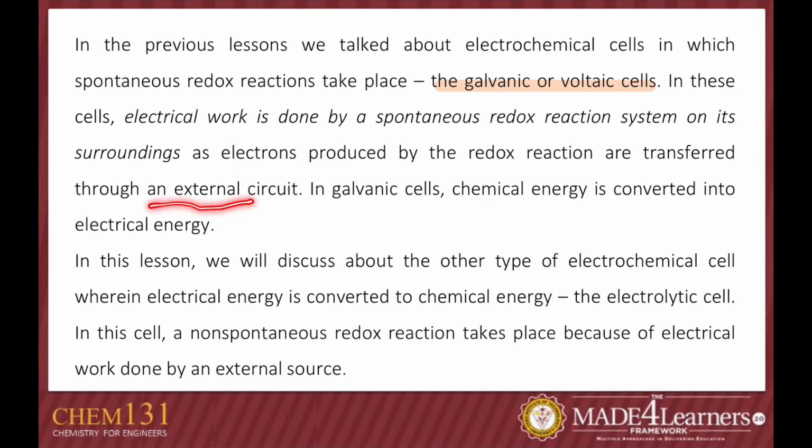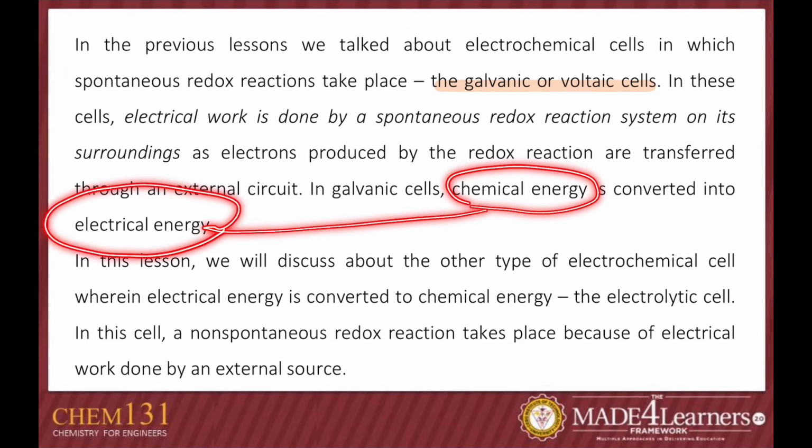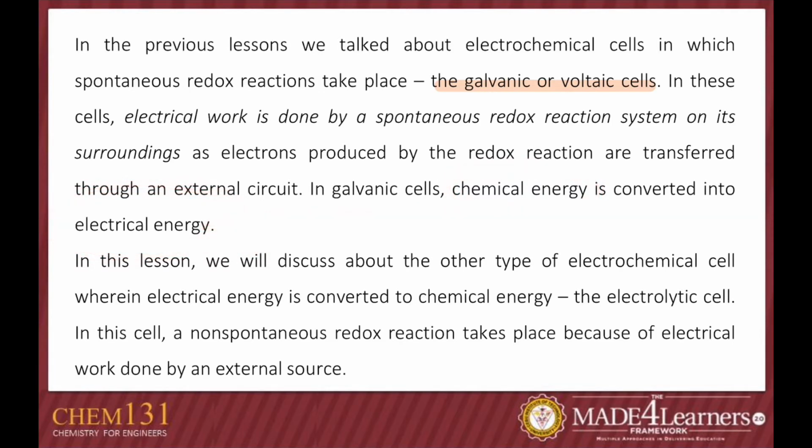So the flow of electrons is the reason why electrical work is done. In galvanic cells, chemical energy is converted into electrical energy. So from chemical to electrical. Because of the spontaneous redox reaction, electrical energy is produced. Now in this lesson, we will discuss the other type of electrochemical cell wherein electrical energy is converted to chemical energy.